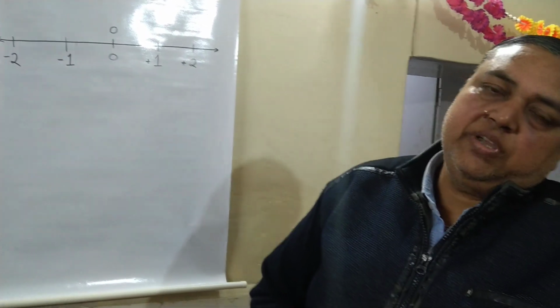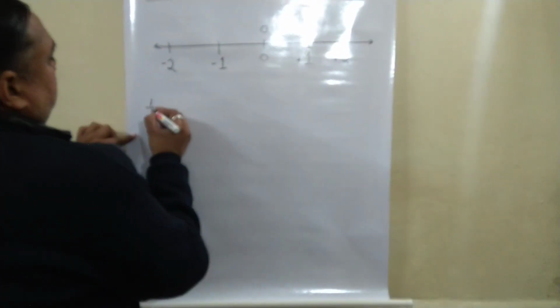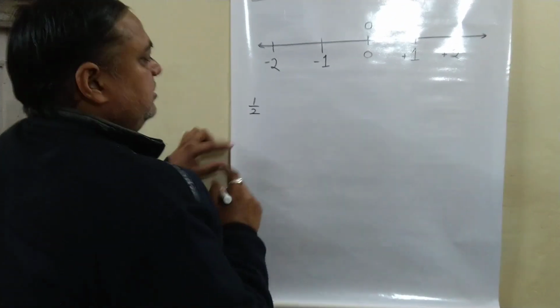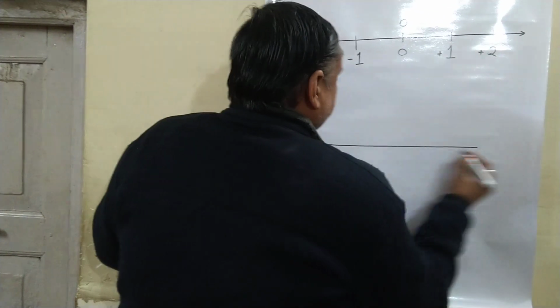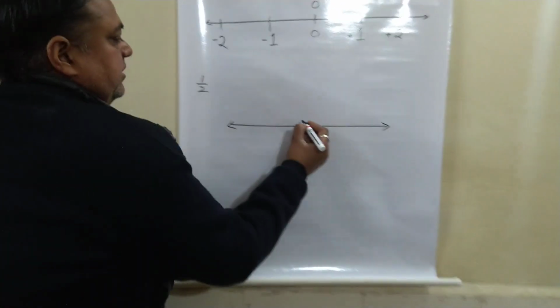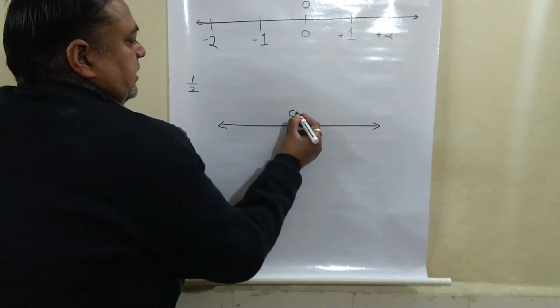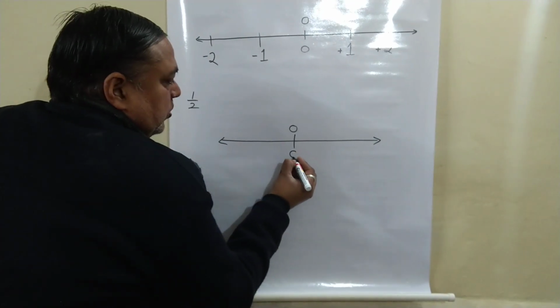Likewise, we can show fractions on the number line also. For example, we have to show fraction 1/2 on the number line. For that, we can draw again a number line. Let a point O is taken on the number line which shows that this is 0.